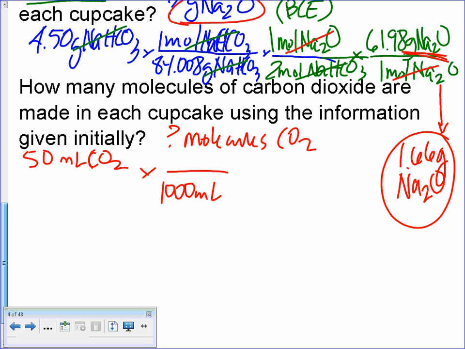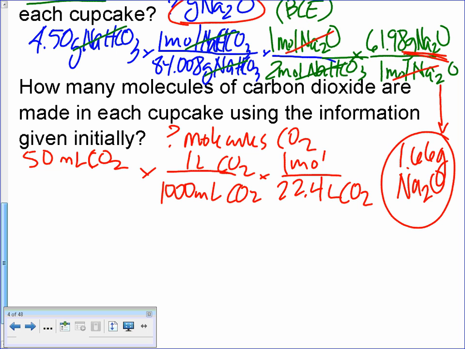1,000 milliliters on bottom. 1 liter of CO2 on top. All right, I'm in this useless unit of liters. 22.4 liters goes on top or bottom? Right, so 22.4 liters goes on bottom because I need to cancel liters top and bottom, and 1 mole of CO2 goes on top.